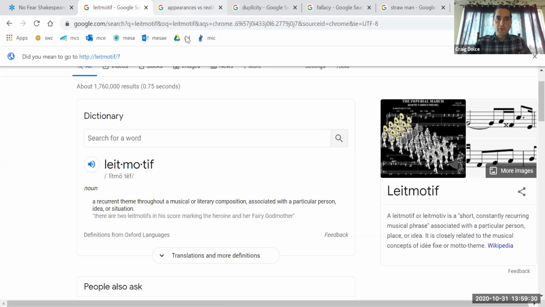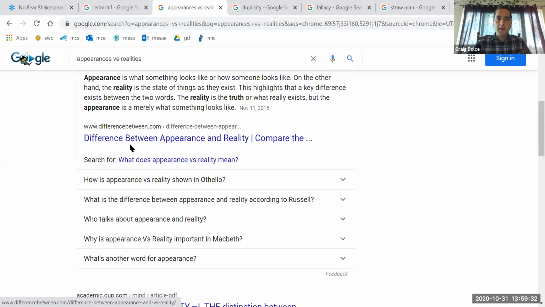This notion of appearances versus reality, when you Google it, this idea comes up. And notice how appearances versus reality is shown in Othello. How is it in Macbeth? You could also look at it from Hamlet. And then it also has the idea, according to Bertrand Russell. Remember, there's a document, Bertrand Russell, on critical thinking from criticalthinking.org. If you noticed in my last video, I mentioned that as well.